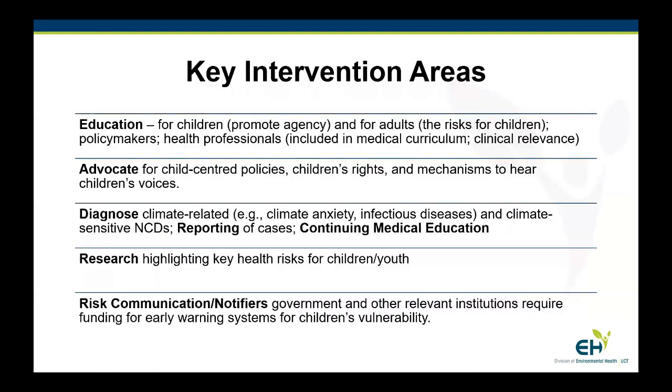So what are some of the key intervention areas that we should be looking at? We talk about education, but education goes in different ways. We talk about education for children to promote their own agency, and we'll be hearing from a young person on how important that is, but also education for adults in terms of the risks to children, and for policymakers.